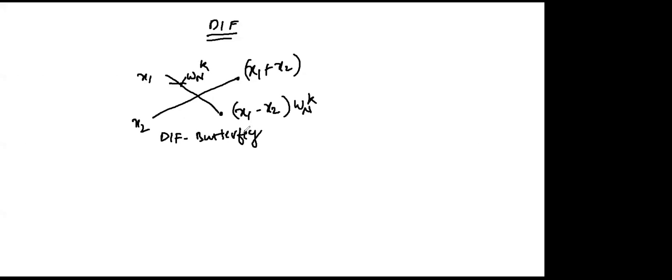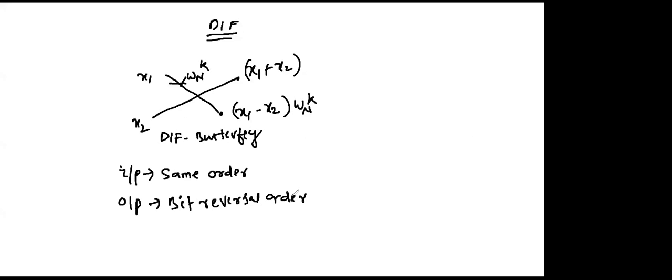And what is the change? As I said, in case of DIF, the input is same order. Input you will take same order, and output is a bit reversal order. Okay, bit reversal order. Clear? So first, this is very, very important. If you know this, you can do this DIF algorithm, meaning you can find a DFT by using the DIF Radix 2 algorithm. This butterfly is important, and don't confuse.